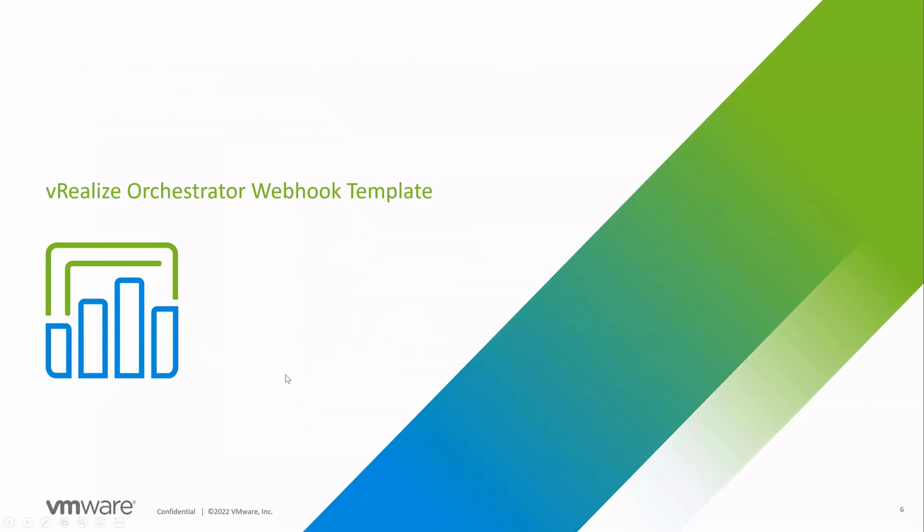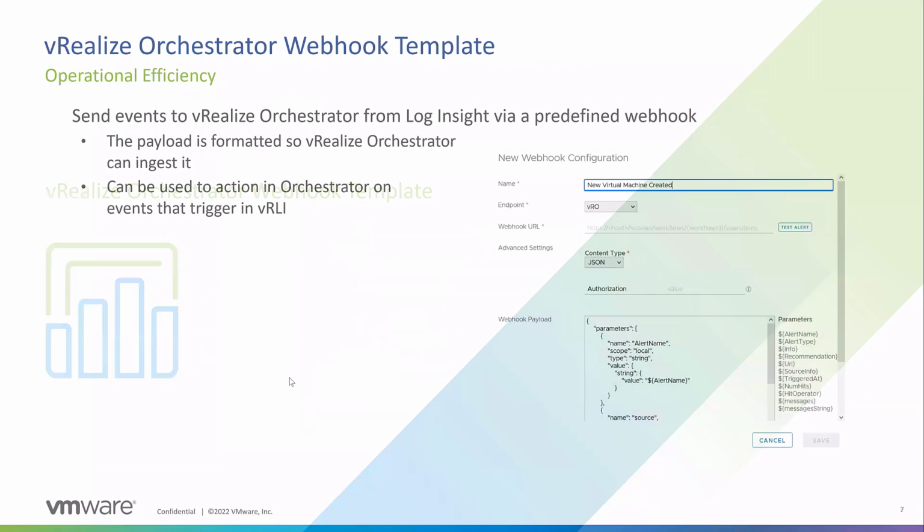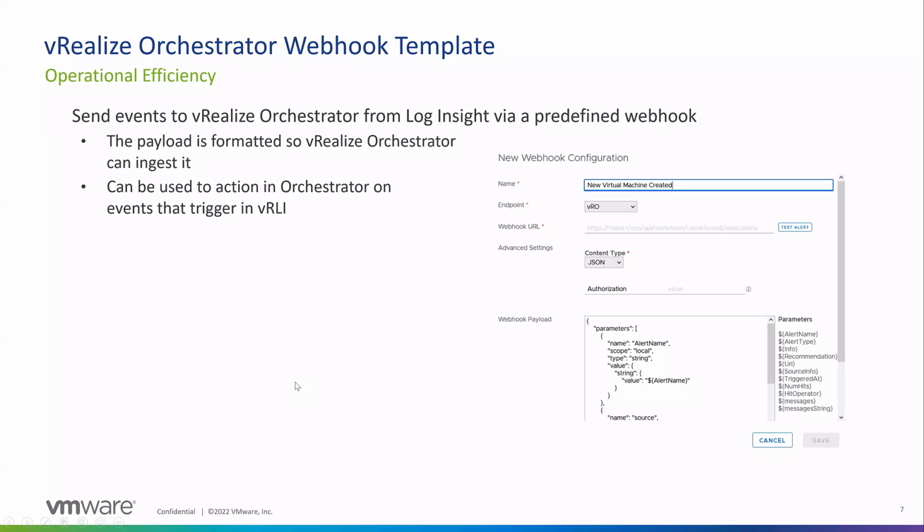Now we have our vRealize Orchestrator webhook template. So we have a special endpoint. It's specific for VRO. It's not generic. So the payload will be formatted for vRealize Orchestrator, so VRO can ingest it and understand it. You just have to give the webhook URL for VRO, set the content type, and then we have the payload already set. You can choose from our parameters, or you can create your own kind of specific payload based on what you're looking to do.